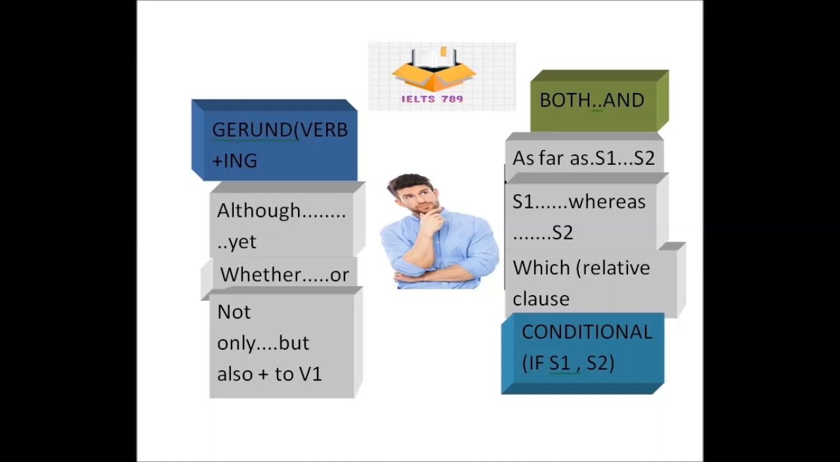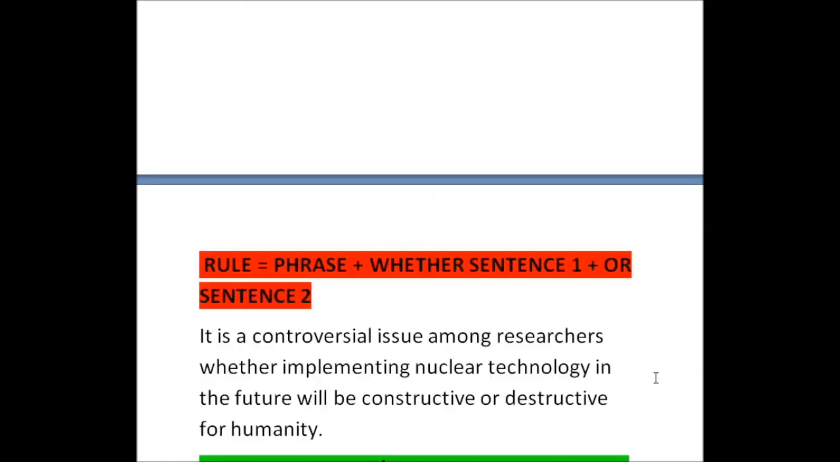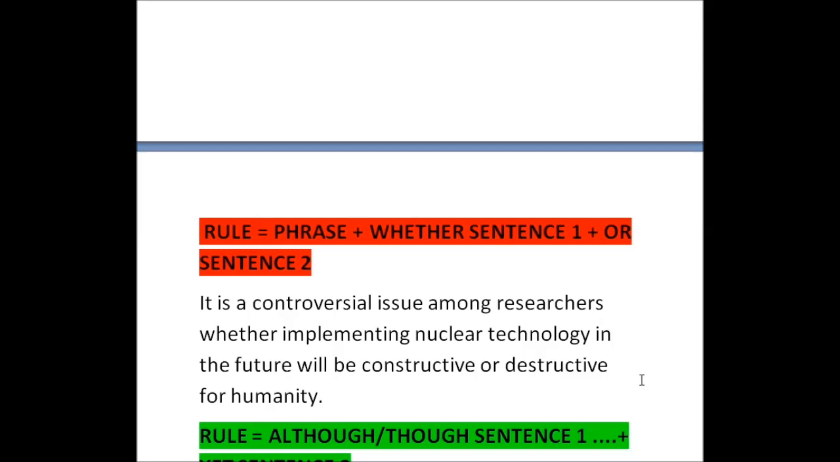Okay. Hello students. Today I will explain how to use complex sentence structure in your writing task 2. For example, how to use gerund, both, and so many others. I will explain by giving you examples. The first example is of how to use whether and or.